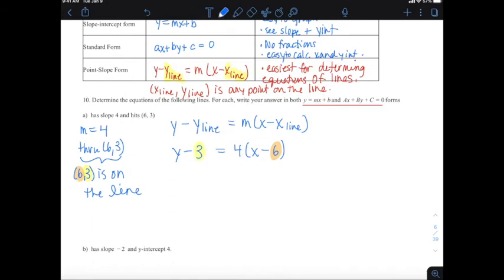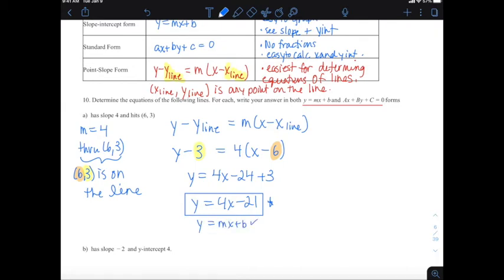And what's nice is all I have to do now is distribute the 4 and bring the 3 over to the other side. So my equation for the line having slope 4 and hitting the point (6, 3) is this guy. So that's my final answer. Now, I can see that my answer here is in y equals mx plus b form.